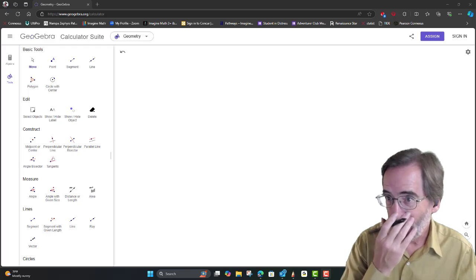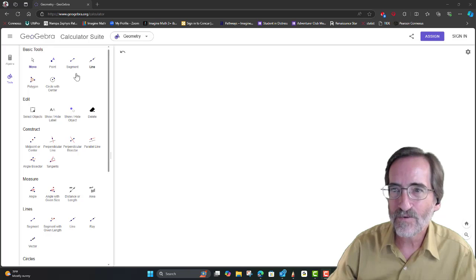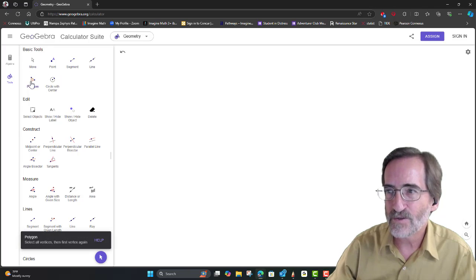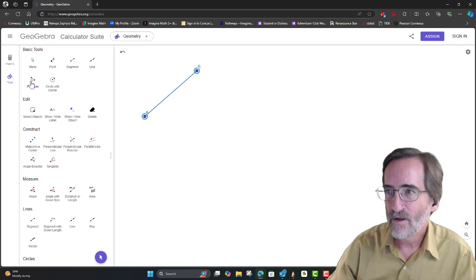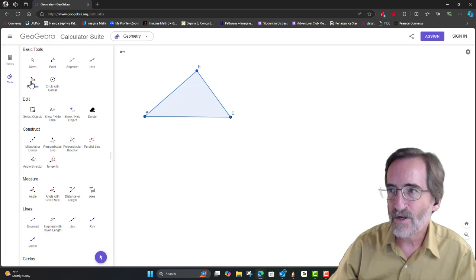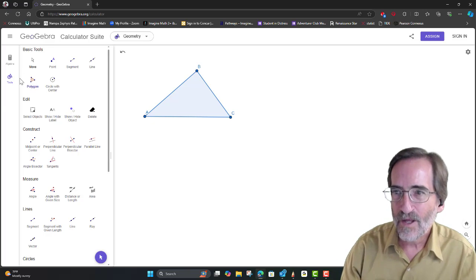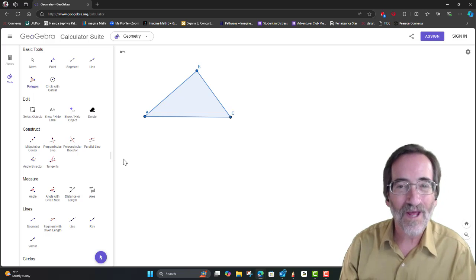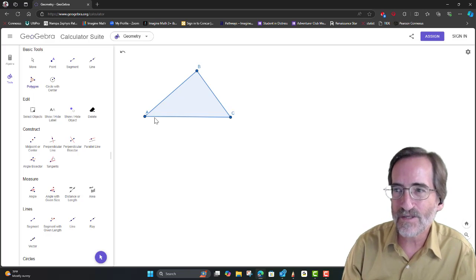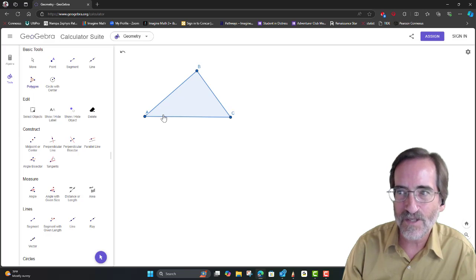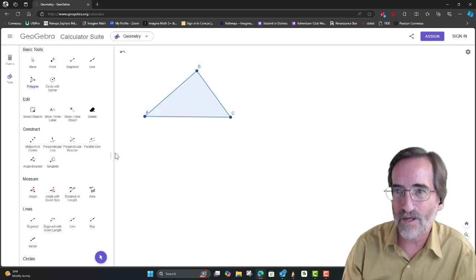For side angle side, I'm going to construct a triangle to start with using my polygon tool in GeoGebra. So there's triangle ABC. And I'm going to start with an angle. Basically what it's saying is if two triangles have the same angle and the corresponding sides on either side of the angle are the same, then the triangles are congruent. We're going to see if we can prove that to be the case.